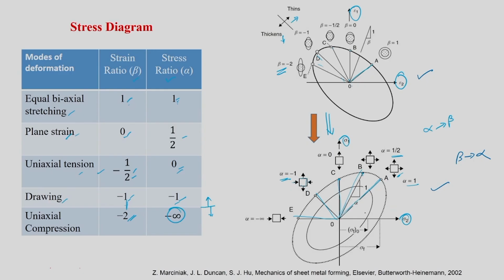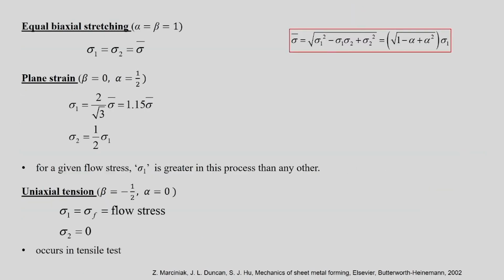Okay, this is nothing but our yield locus, and we can mention OA as alpha is equal to 1, and OB as alpha is equal to half, and OC as alpha is equal to 0, and OD as alpha is equal to minus 1, and this is the last one where alpha is equal to minus infinity we say, and then correspondingly there are beta values. So now we will see some details about each one.